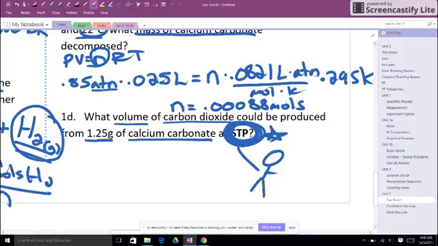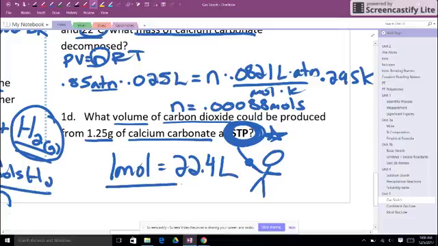This person's pointing, hey, check this. Maybe he's holding a stick because the arm was too long there. Hey, it says STP, ding, ding, ding. When you see STP, we're going to be thinking of 1 mole of gas is equal to 22.4 liters. If you remember this, you're going to save yourself some time.